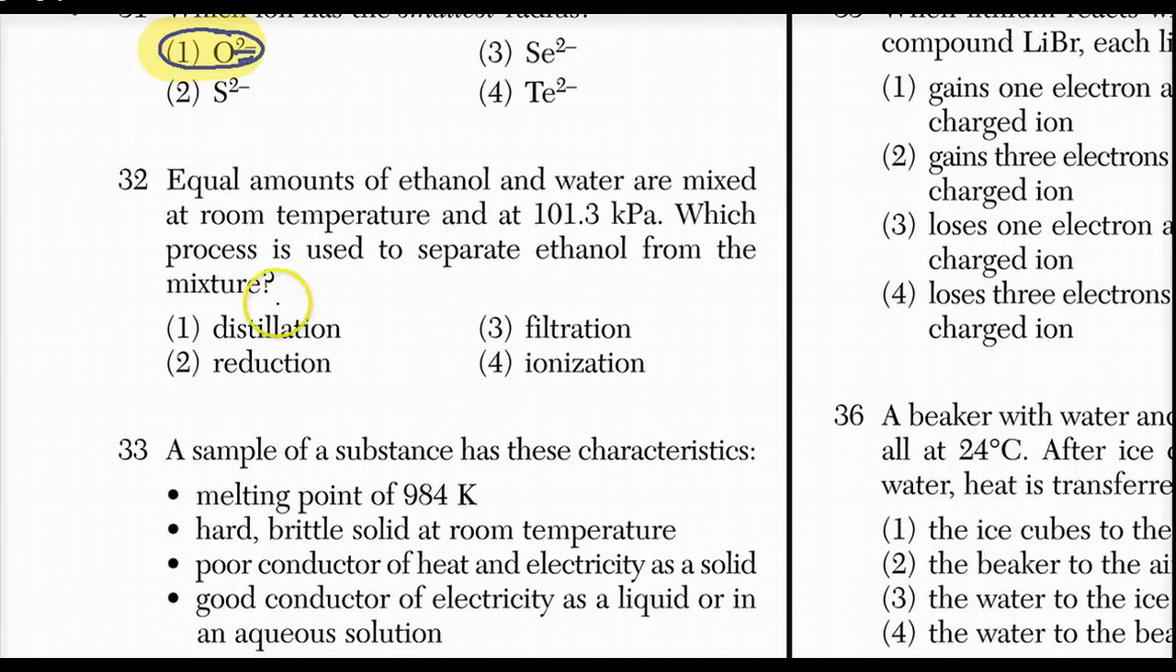31 is 1. Number 32 states equal amounts of ethanol and water are mixed. Mixed, not bonded, at room temperature and 101.3 kilopascals. That's standard pressure. Which process is used to separate ethanol from the mixture? So we've got a mixture of liquids, and we don't separate liquids by filtering them. Ionization is making them into positive or negative ions. Reduction is making them gain electrons. Distillation is the process by which we boil off the liquid who's got a particular boiling point due to its individual properties that are retained in the mixture. So distillation is how we separate liquids based on their individual boiling points. 32 is 1. All right, distillation.